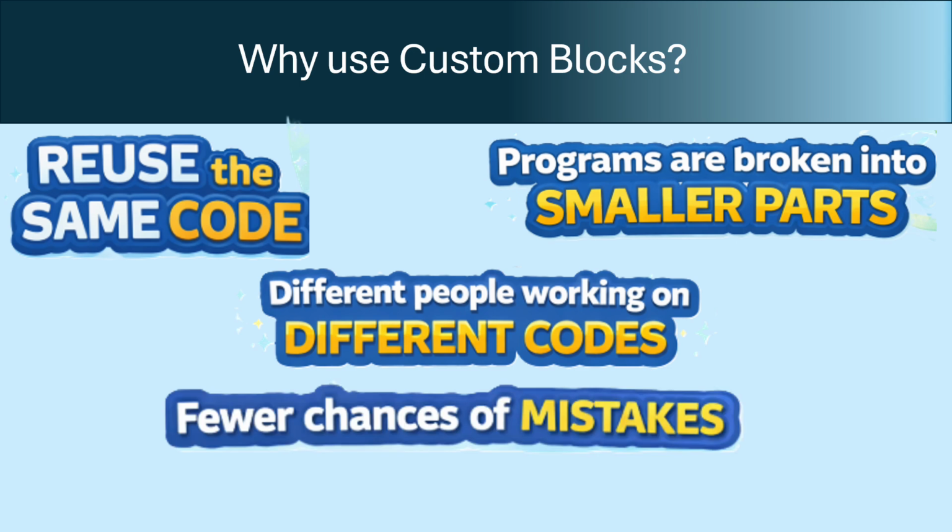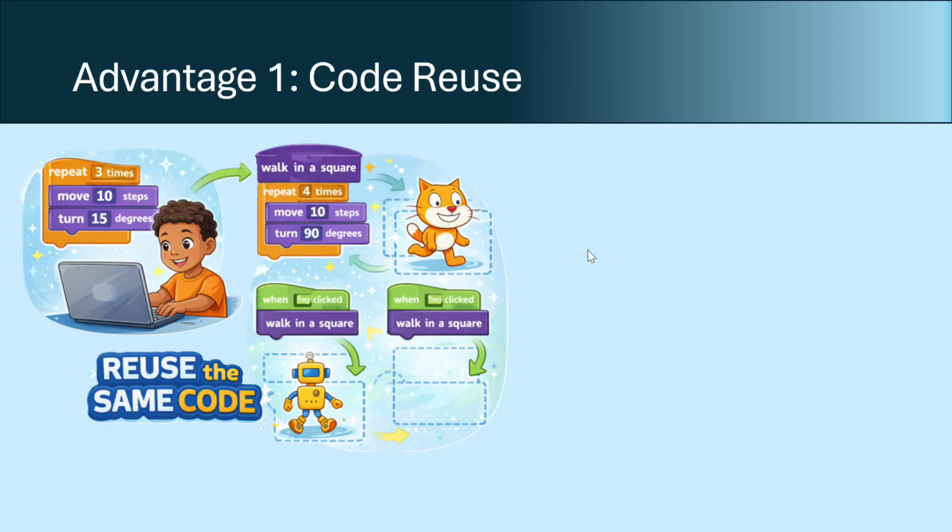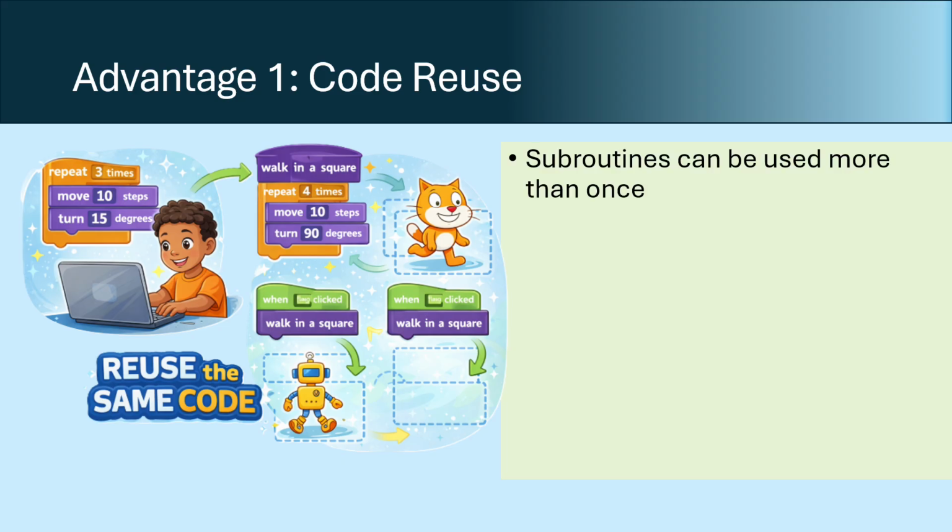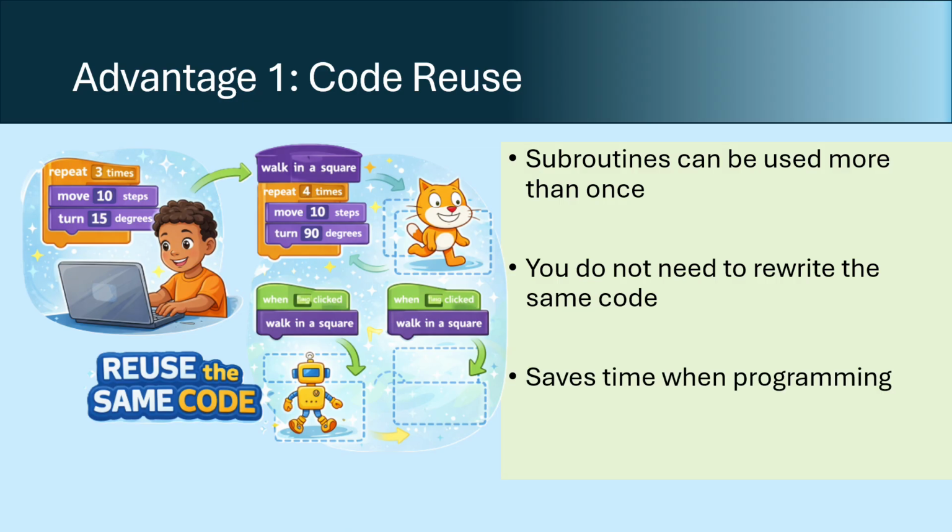So let's go through the summary of the advantages of using custom blocks. So we can have code reuse, where we're reusing the code. So we don't have to reinvent it all the time. We can just reuse the one that's working. And it saves time. That's very important. You want your code running in less time so that you can actually use it for what you want.